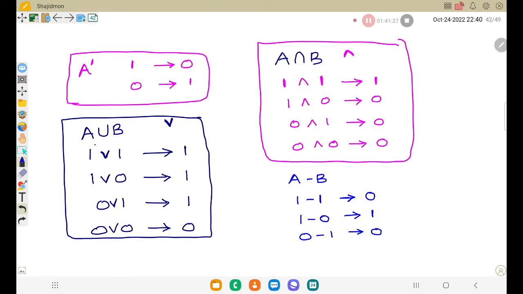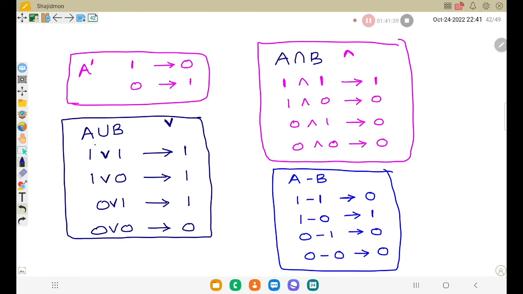Okay, because 0 minus 1, minus 1 is not binary. Like that also you can think in short way 0. Now 0 minus 0 also become 0. So this is the minus operation. A minus B operation. Hope you understood.